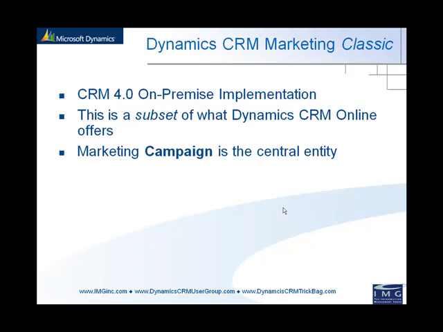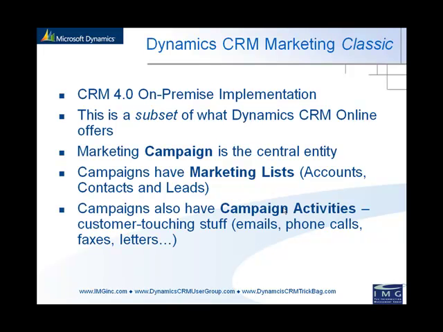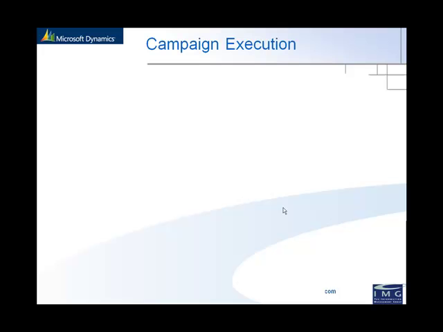And in this feature set, the marketing campaign is really the central entity that we use. We traditionally execute outbound campaigns. We have marketing lists that we can associate with those campaigns, and they can consist of accounts, contacts, and leads. And as we're building and planning these campaigns, they have campaign activities. These are really the customer touching activities, or at least the potentially customer touch points that we have: emails, phone calls, faxes, letters. Now, we execute a campaign by distributing those campaign activities.